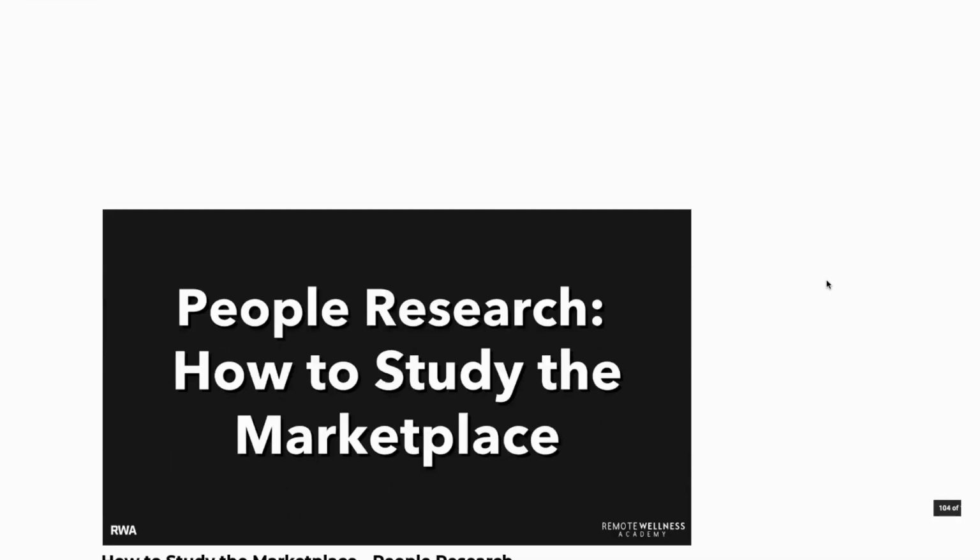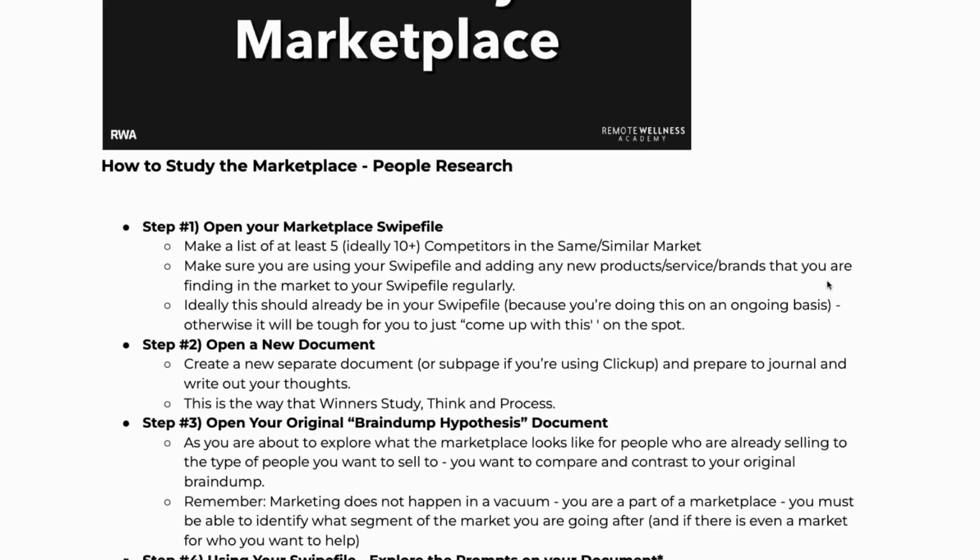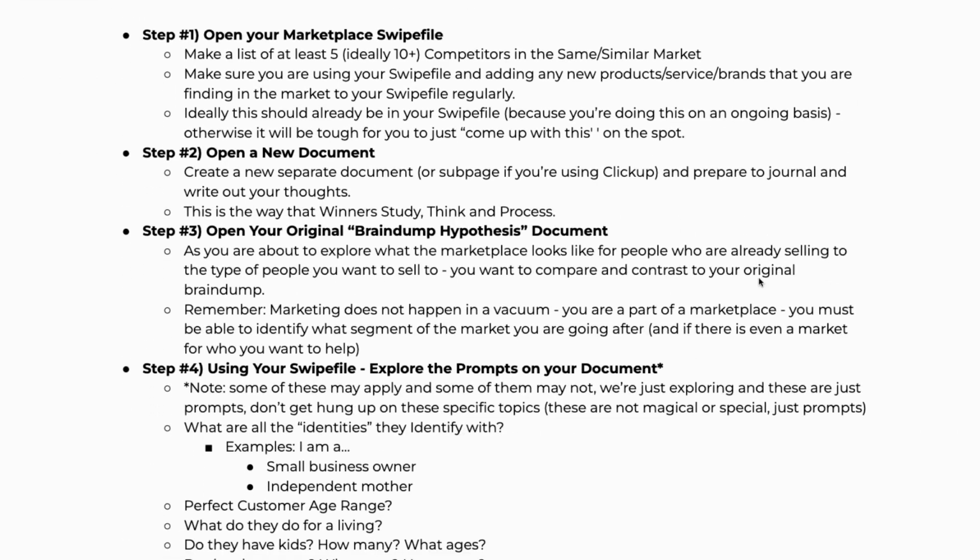Okay. Now, having said that, how do you actually now study the marketplace, right? How are we going to now actually utilize it? So the very first step that we're going to do is we're going to go ahead and open up the marketplace swipe file that we have, right? Now, of course, inside of your marketplace swipe file, you should have at least 5, ideally 10 plus, if you follow the instructions, hopefully maybe even 20 plus of competitors that are in the same or similar market as you.